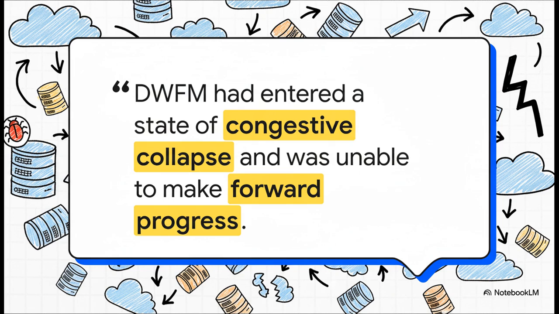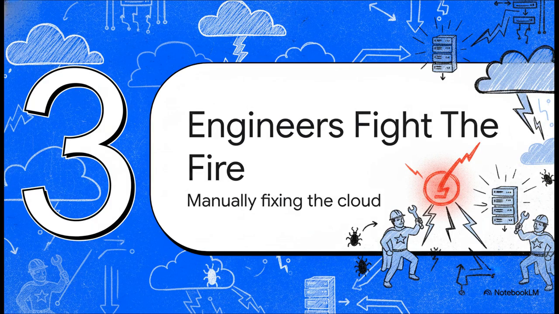So when DynamoDB finally came back online, the DWFM was just slammed. Every single server in the fleet was screaming to reestablish its lease all at once. The system entered what the official report calls a congestive collapse. It's the perfect description. It's like a citywide traffic jam where every single intersection is gridlocked. Nothing could move. No new servers could launch because the management system itself was completely paralyzed. At this point, all the automated recovery systems had failed. The cloud was broken in a way it was never designed for.